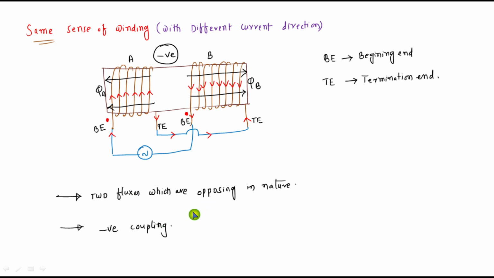Negative coupling. If the current is entering at both the dots, that is positive coupling. If the current is leaving from both the dots, that is positive coupling. If the current is entering at one dot and leaving at another dot, it is nothing but negative coupling. That's it, right? This is about same sense of winding with different current direction.